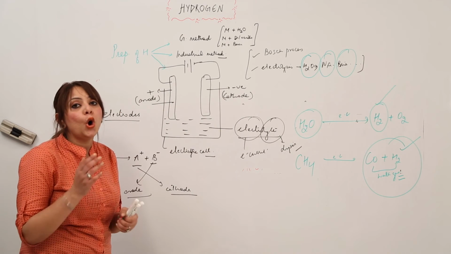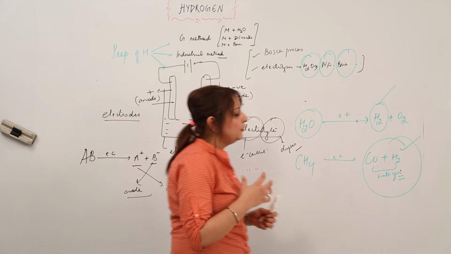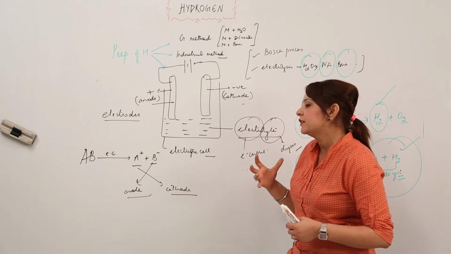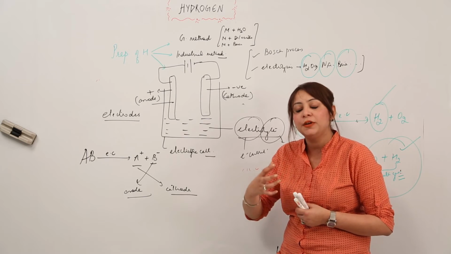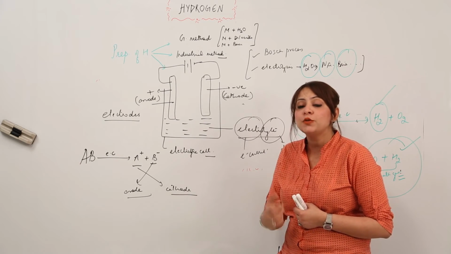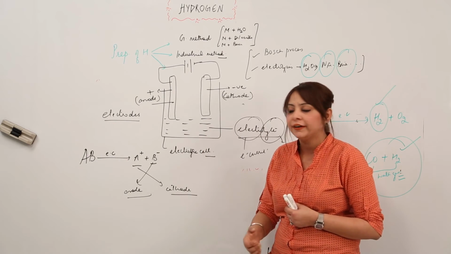So they include all the industrial methods, right? So we'll be discussing more about it. There are actually many kinds of methods by which hydrogen can be obtained, but the few important methods by which hydrogen is obtained, we have just discussed so far, right?